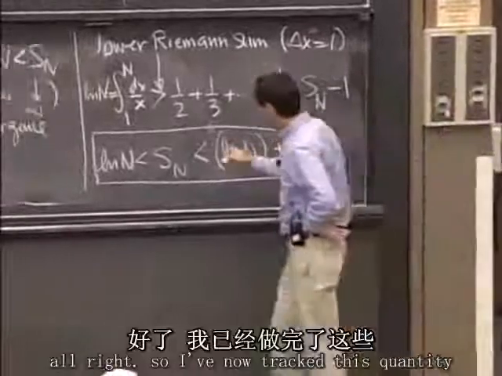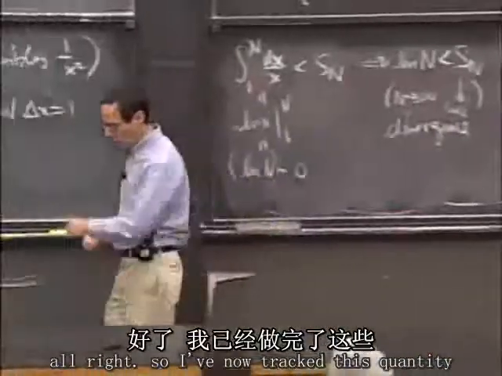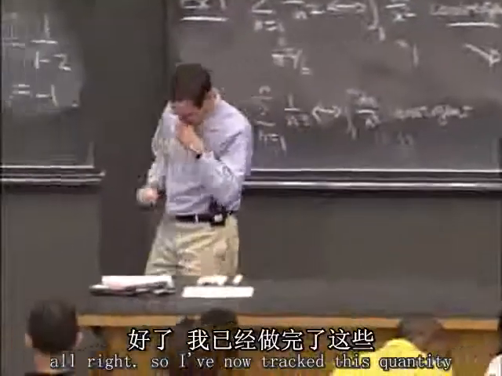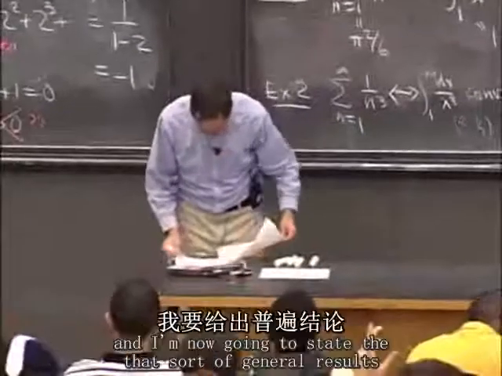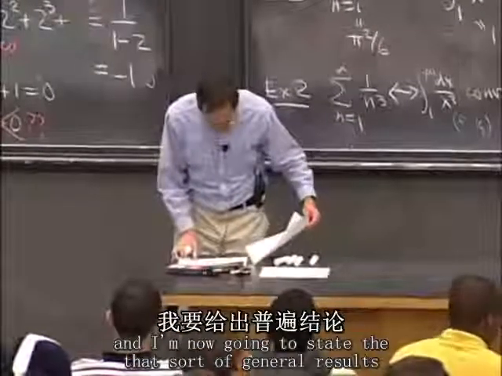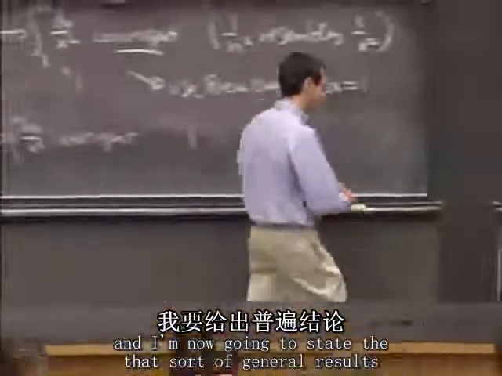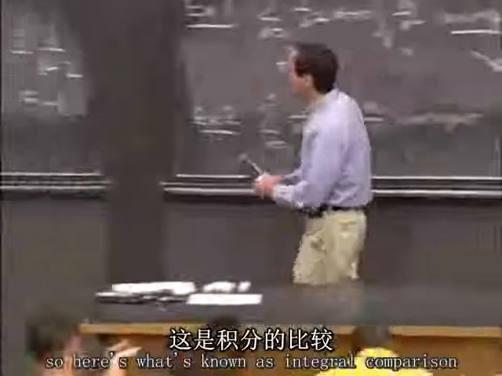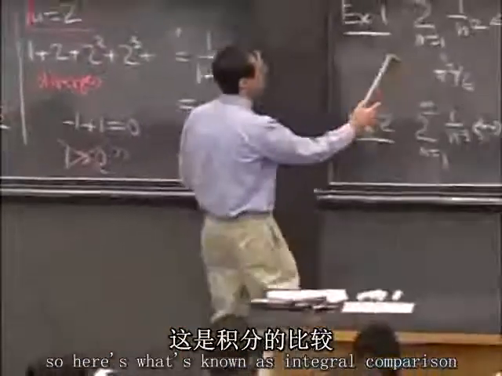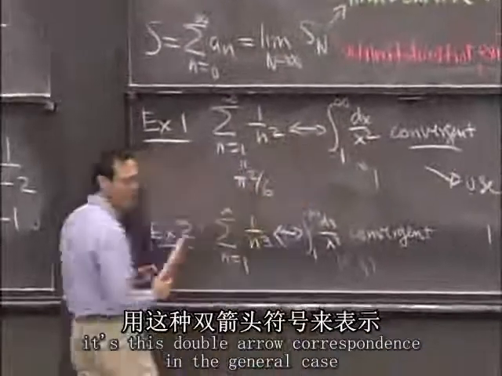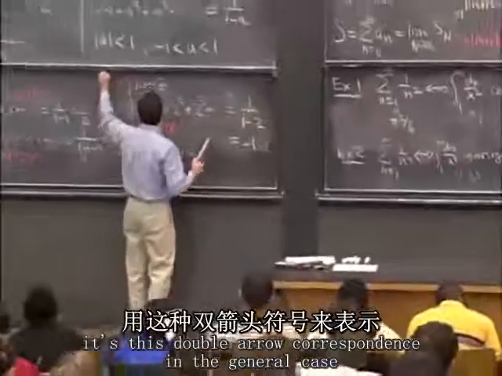All right, so I've now trapped this quantity. And I'm now going to state the sort of general results. So here's what's known as integral comparison. It's this double arrow correspondence in the general case.